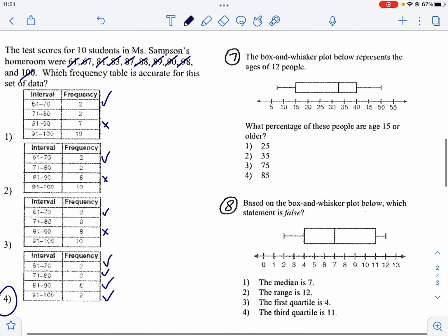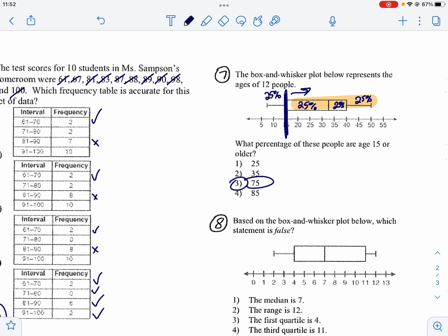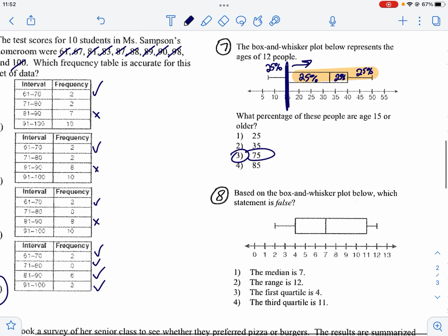For question 7, we're asked to analyze a box and whisker plot. It asks what percentage of the people are age 15 or older. So if you know or remember, a box plot is separated into 4 parts. Each part represents 25% of the data. So if we look above 15, we'll see there are 3 pieces of data, each 25%, or 3 quartiles, so a total of 75% of the people are above age 15.